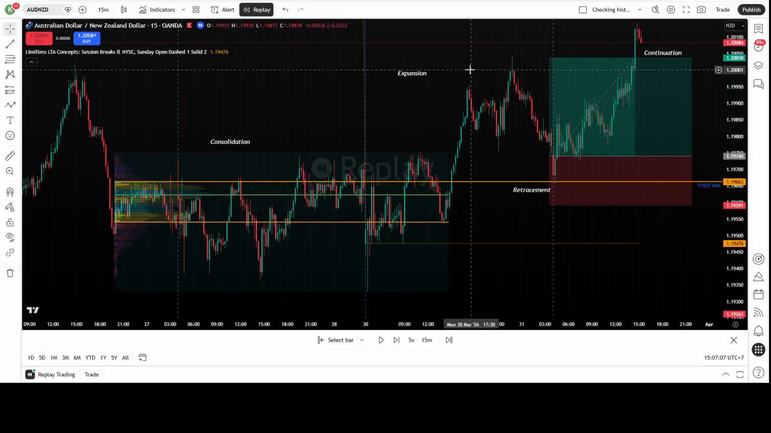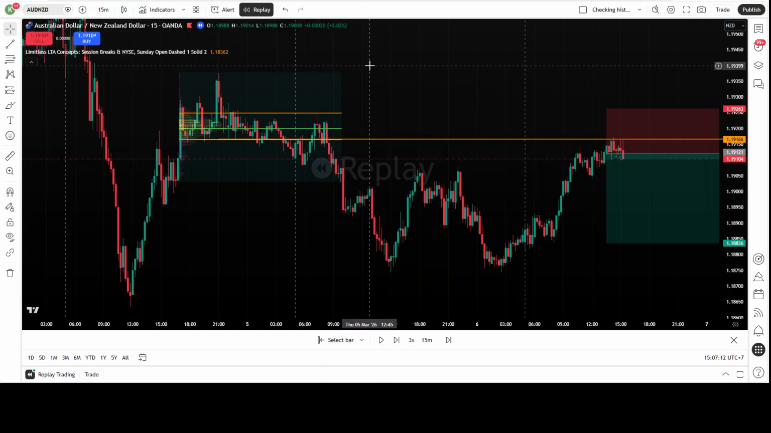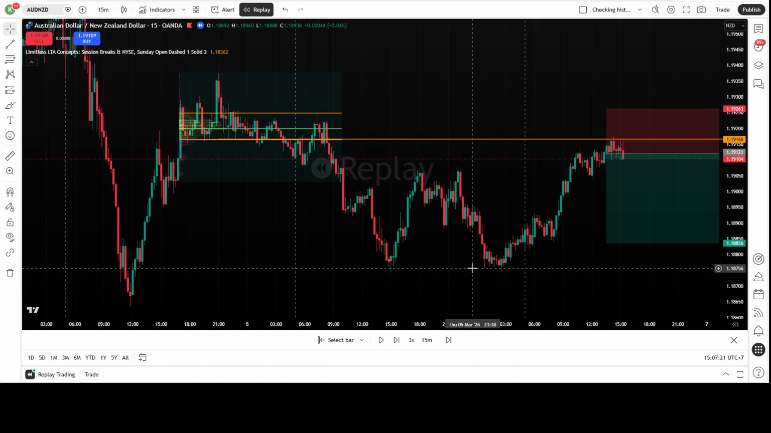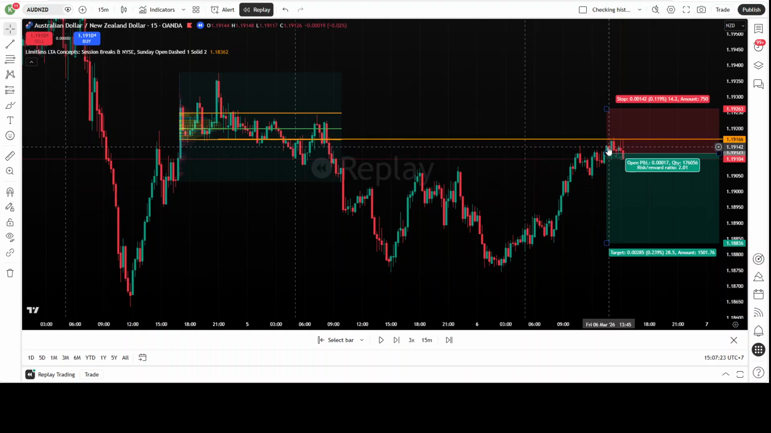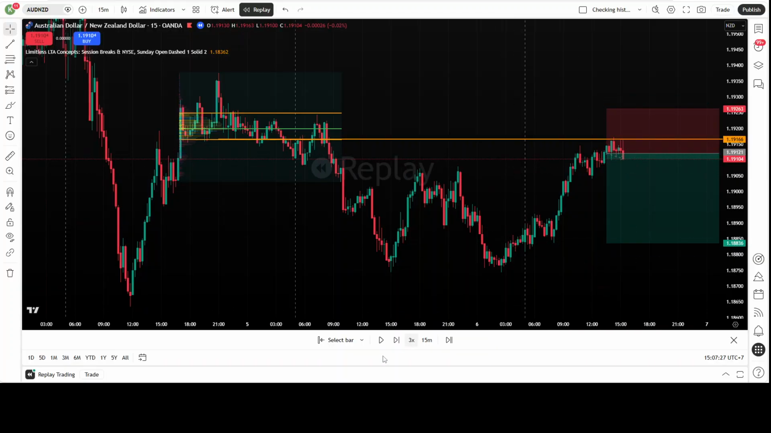Now I have one more example to show you, and you will understand why I'm showing all of these examples. Now here, it's the same. Look, we have the consolidation. We have the expansion right here. This is the expansion. We have the retracement back here. So what I'm looking for is a continuation down. And you can see here, no, there was no continuation down. That trade lost. Why did it lose?